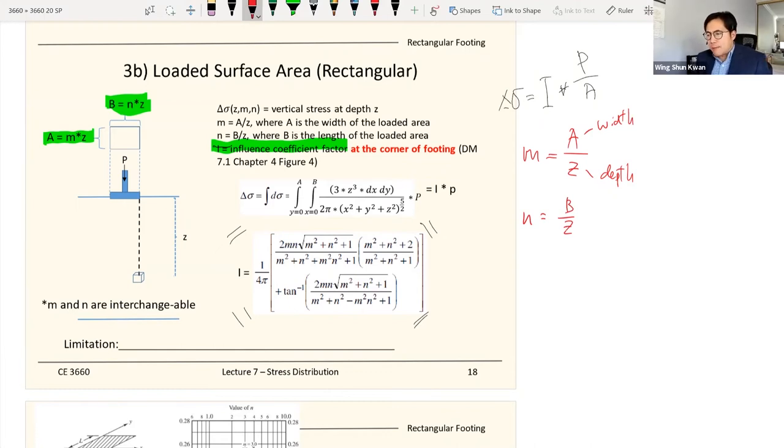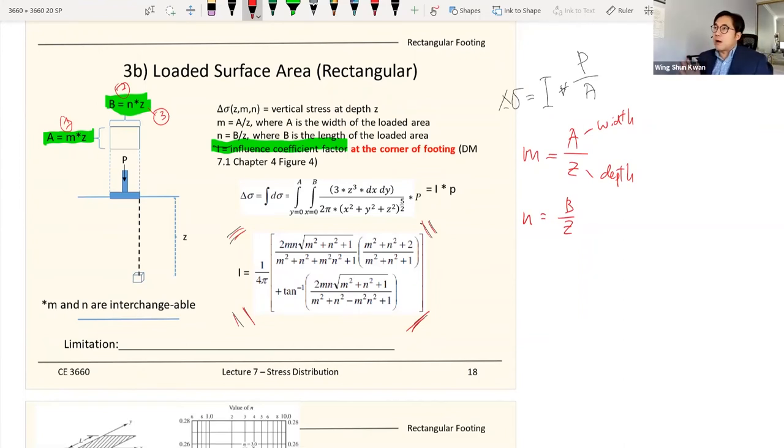So you know M and N, and if you plug them into these equations right here, then you can solve for the I. Since now we have three variables, that's why the closed form solution will give you a complicated influence factor. So the three variables are M and N, and also the Z. Those are the three variables that we talk about.